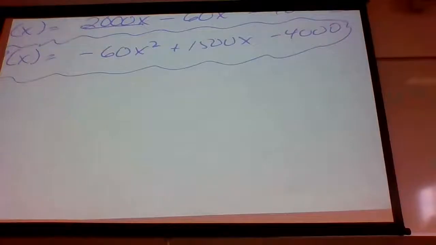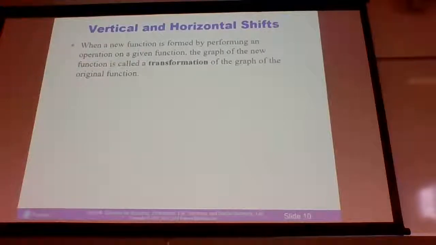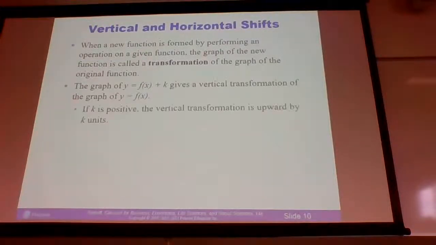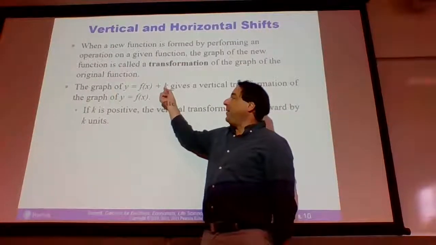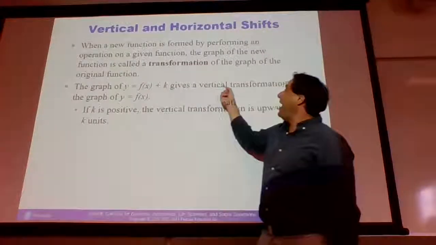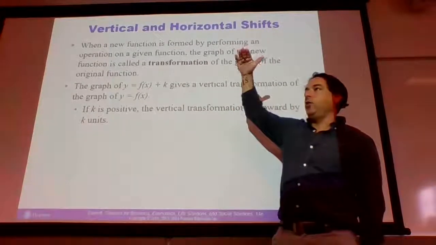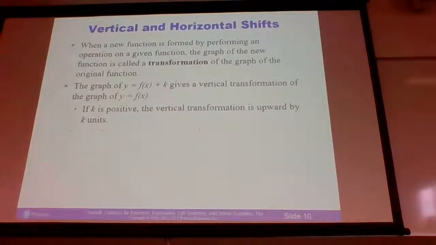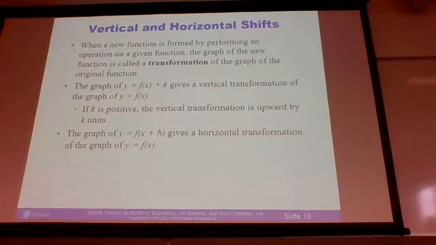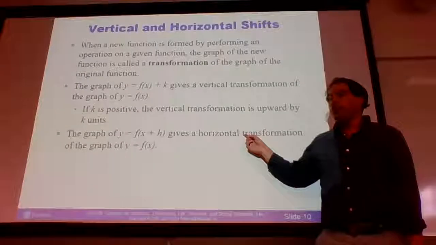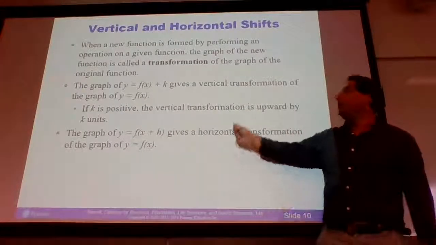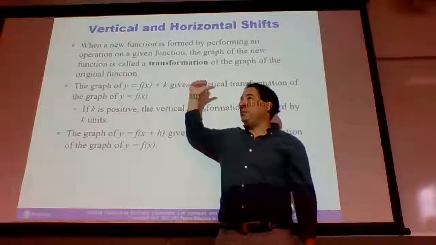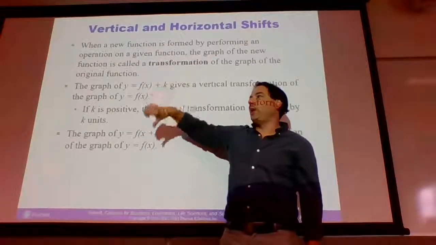Vertical and horizontal shifts. Remember the idea is that vertical is up and down, horizontal is left and right. So the way it works is if you have your function and you add something on the outside, that makes it a vertical shift. You can add it, go up, subtract it to go down. So on the outside, that does the vertical shift. If you add or subtract on the inside of the function, that's a horizontal shift.